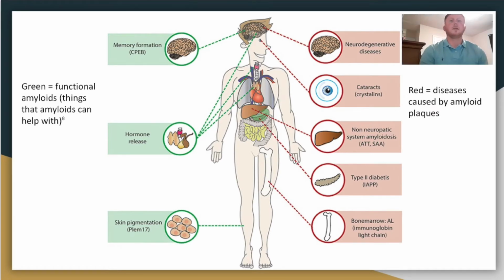On slide 7, we can see a picture of a human body. On the left-hand side, we have images circled in green. On the right-hand side, we have images circled in red. Beginning on the left-hand side, we can see the functional amyloids, these are amyloid proteins that are helpful or beneficial to the human body, and they help with memory formation, hormonal release, skin pigmentation. And on the right-hand side, we have diseases caused by the amyloid plaques. Beginning at the top, we have neurodegenerative diseases, cataracts, non-neuropathic system amyloidosis, type 2 diabetes, and bone marrow.